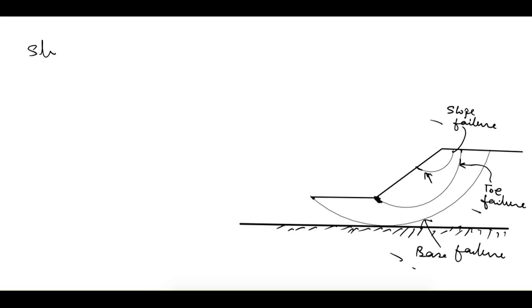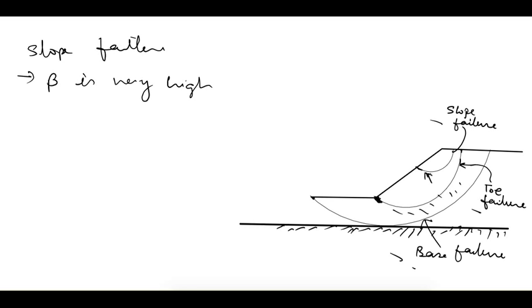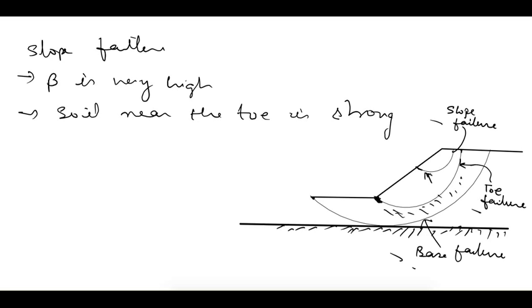So when does slope failure happen? Obviously when this part of the soil is stronger than the part above. So the above part moves, and in that case it will fail first. When does it happen? Generally when beta is very high or the soil near the toe is strong. As I said, if the soil in this part is stronger than this, it will fail from here. Apart from this, next is our toe failure.